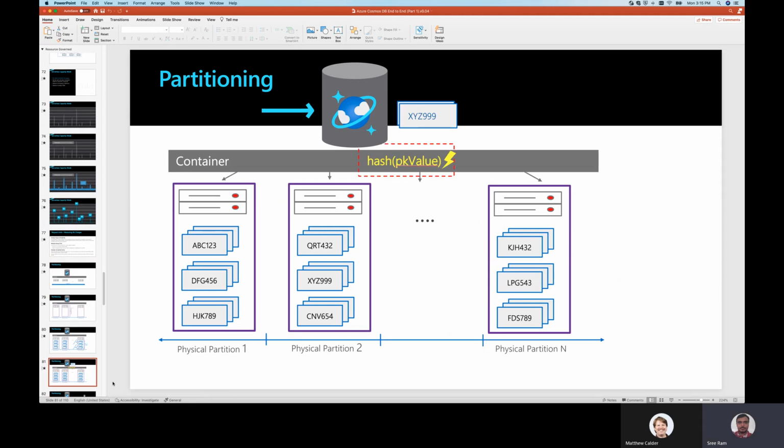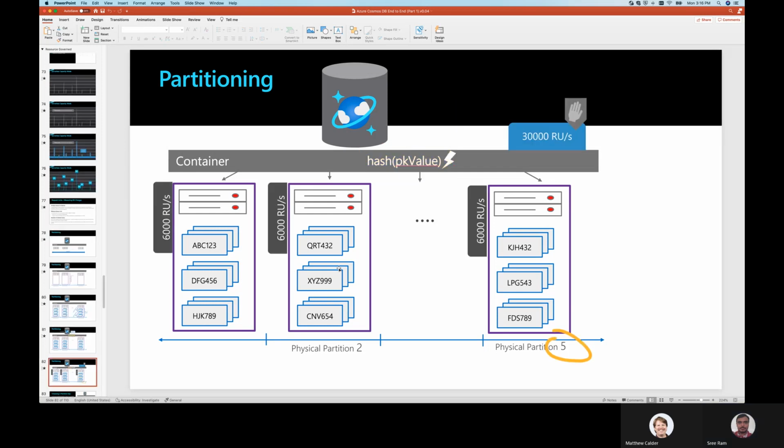So now everything is stored at a single location. How is that possible? It is possible because we hash your partition key, so that we save everything in the same physical location, right? So for example, XYZ999 is always hashed to the same value, and that value always comes and sits in the same place, like shown.